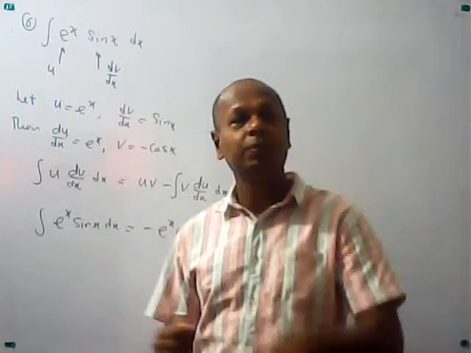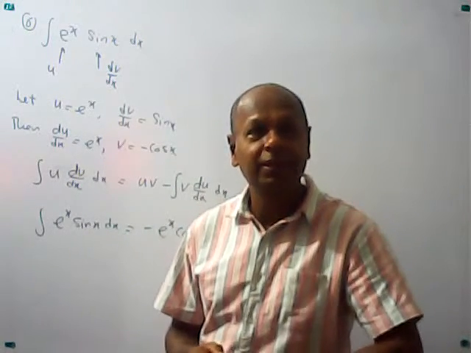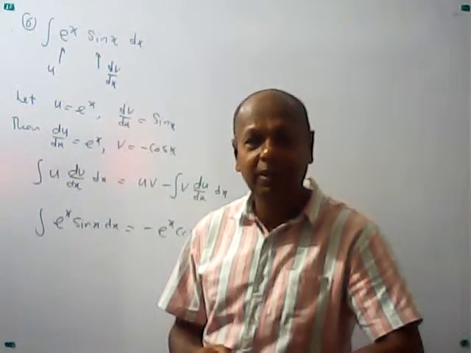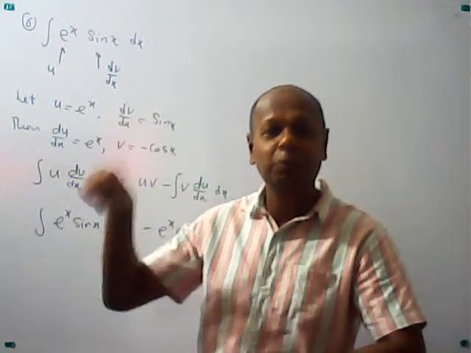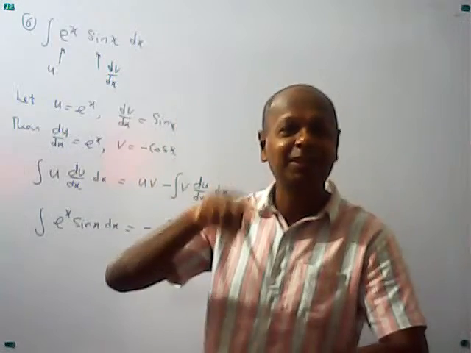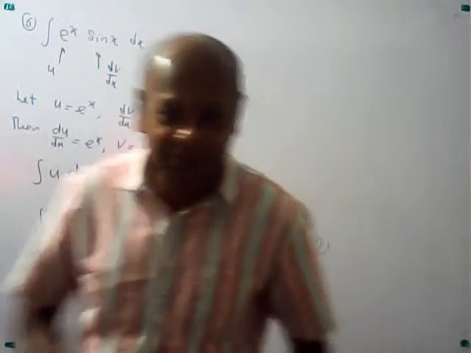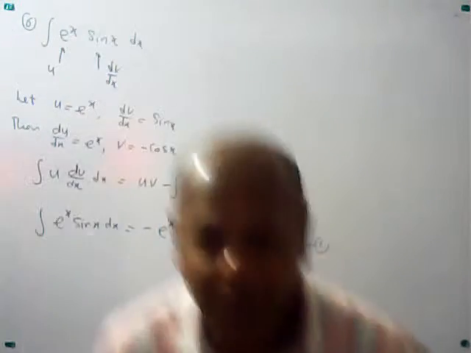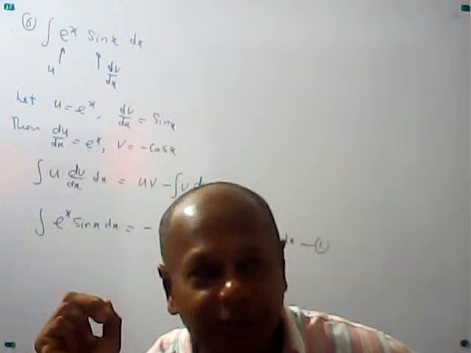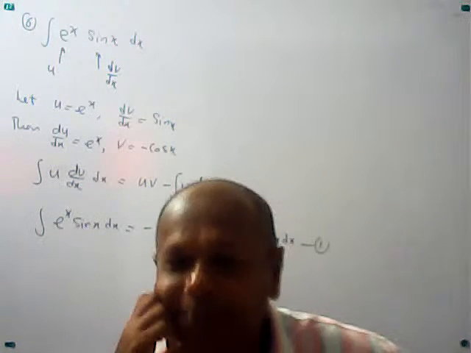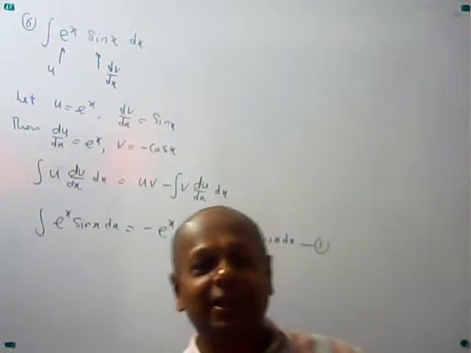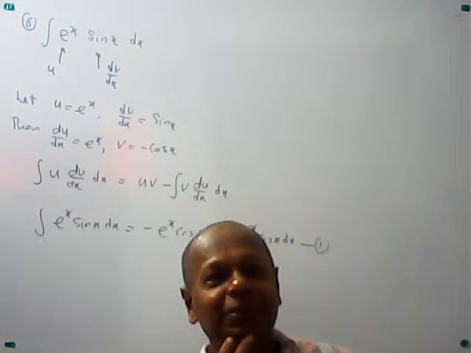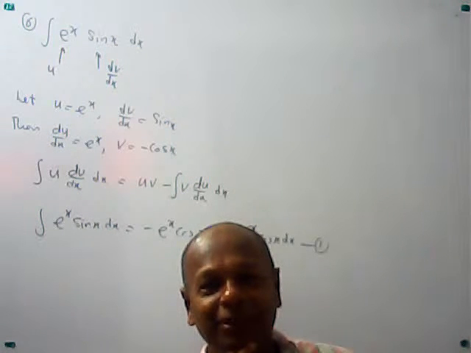If you move the reverse way, you go backwards. Everything gets cancelled nicely and finally you get 0 equals 0. A very nice result. Everything gets cancelled and you get 0 equals 0.